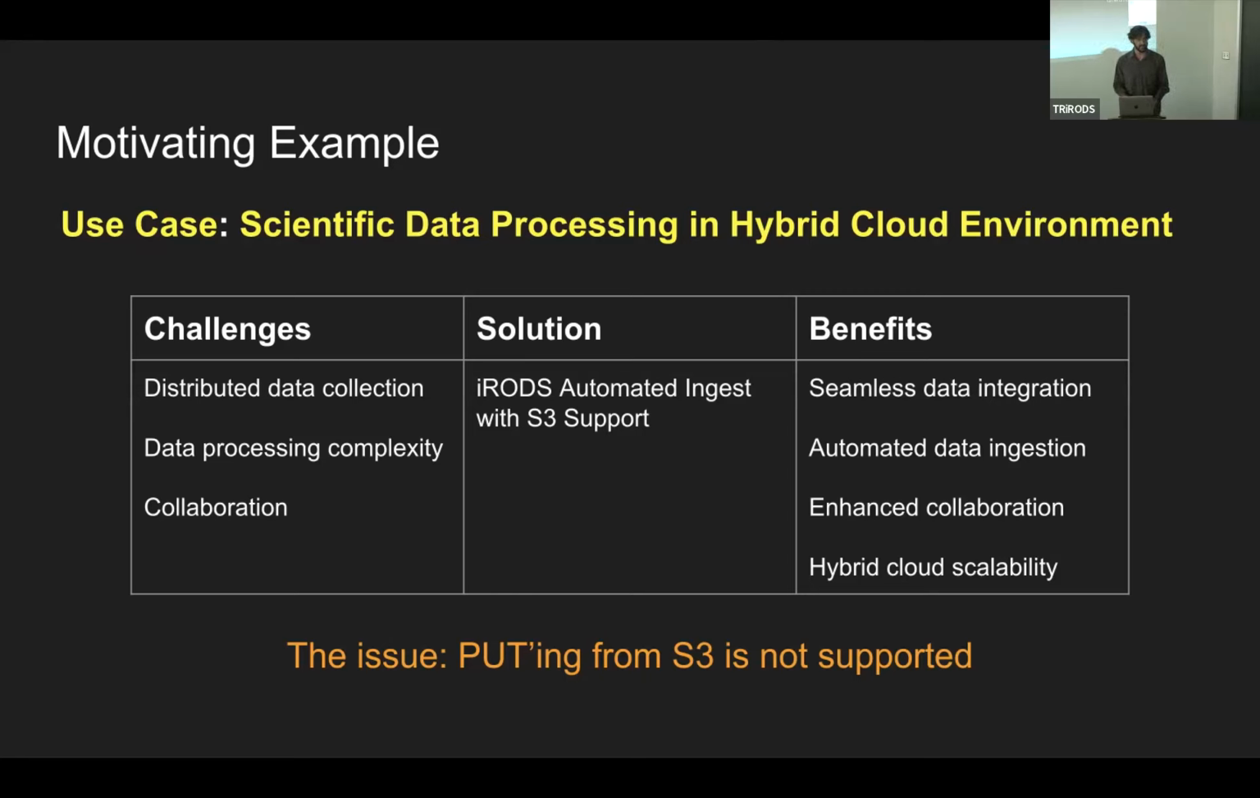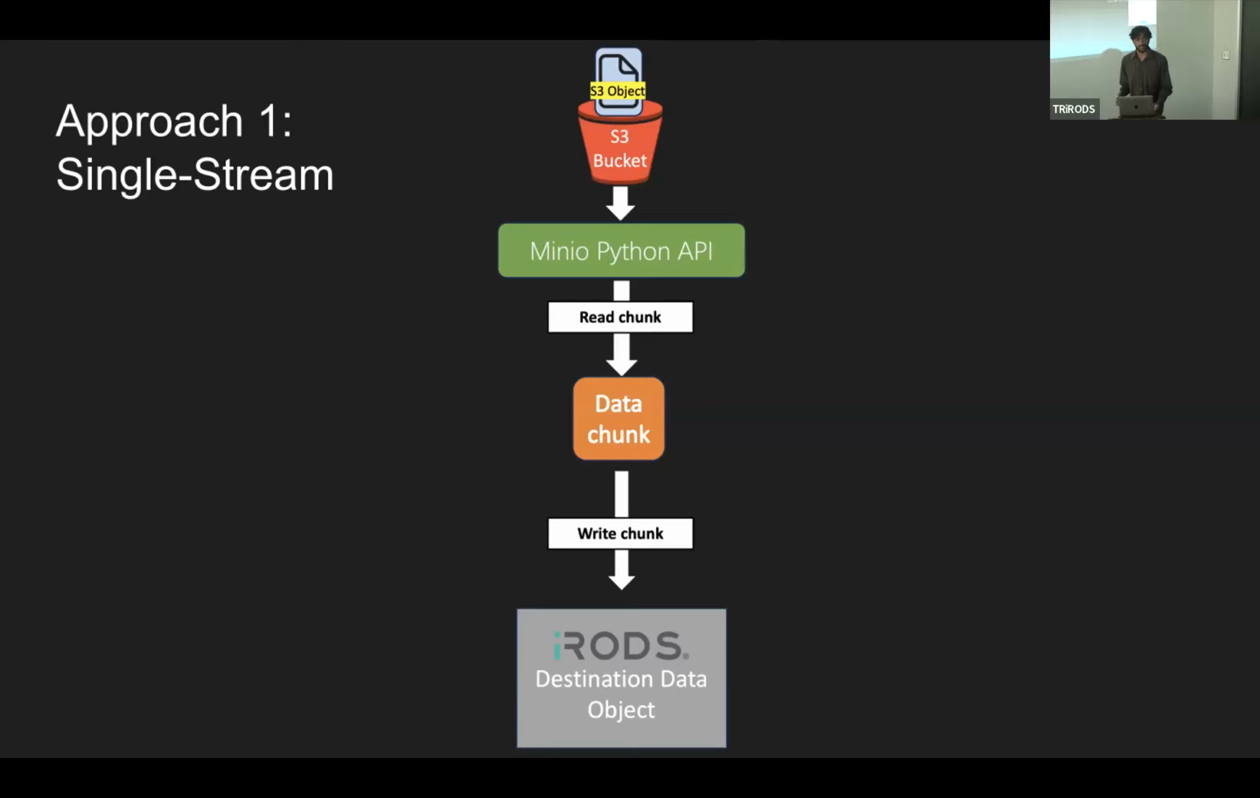To address this problem, the first approach that we took was called the single stream approach. We have some S3 bucket with our S3 objects. What we did was use the Minio Python API to fetch data from that S3 object, and we're essentially just streaming through it in chunks and writing it to our iRODS destination data object. This solved the problem that put was not supported from the ingest, because originally put was expecting all files to come from the local file system.